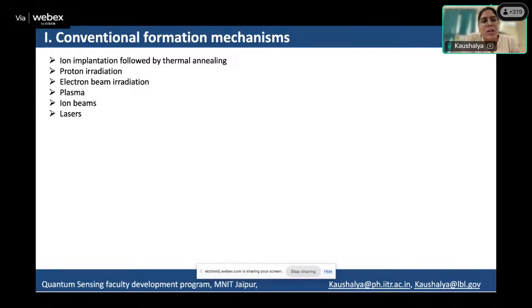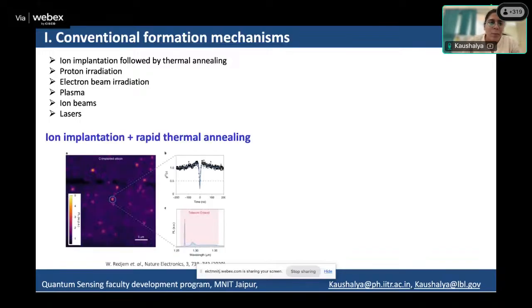You can do similarly with electron beam irradiation as well, or different types of plasmas. And then ion beam is, I think, somewhat redundant here, as I already mentioned. And then lasers as well. The laser aspect is, I would say, somewhat new, which I will also discuss in a little detail soon. So basically, conventionally, people do, as I mentioned, ion implantation and rapid thermal annealing. And this was only in 2020 for the first time.